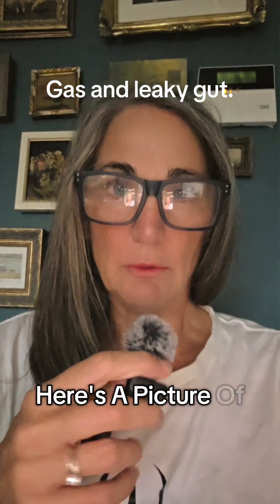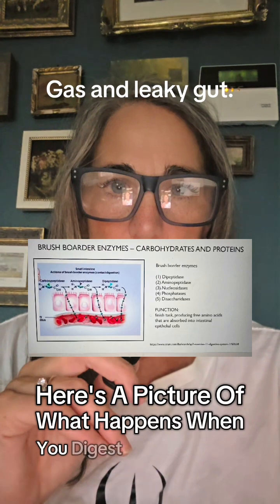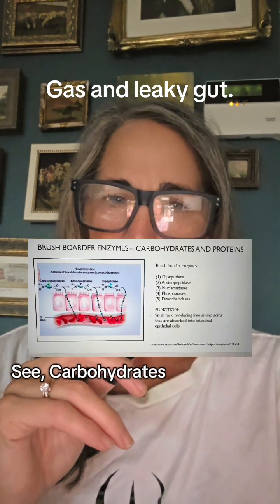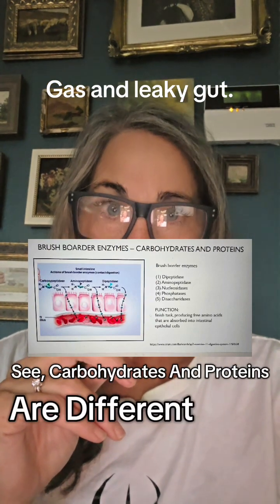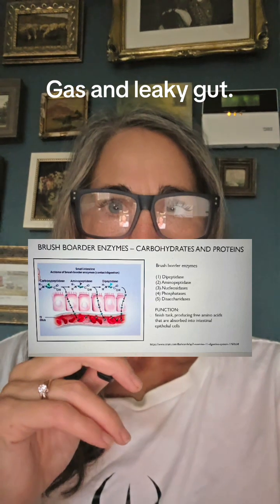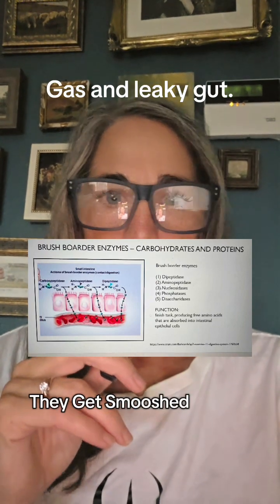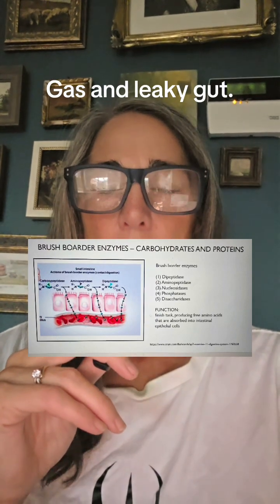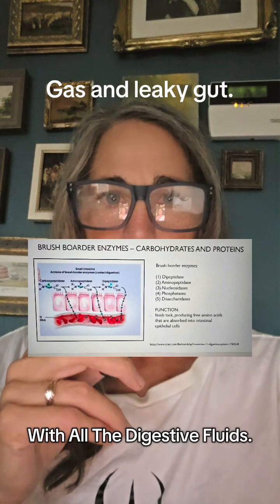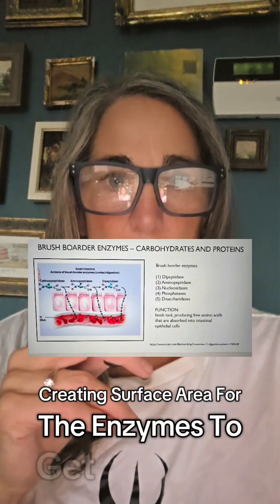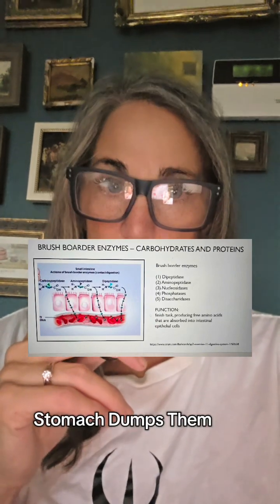Here's a picture of what happens when you digest carbohydrates and proteins. See, carbohydrates and proteins are different than fat in terms of the digestive process. They get smushed around in the stomach and mixed up with all the digestive fluids, creating surface area for the enzymes to get at them. The stomach dumps them into the small intestine.